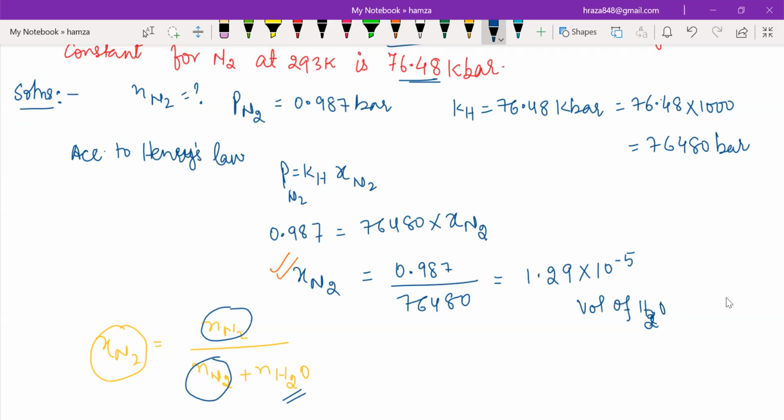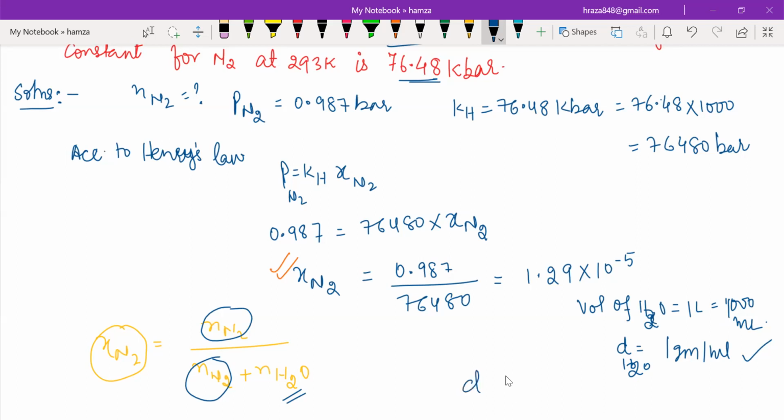This will be written as 1000 ml. Now we already know that the density of H2O is basically 1 gram per ml. The density is not given, so we should know the density of H2O, that is 1 gram per ml, and the volume of water is given, that 1 liter is equal to 1000 ml.